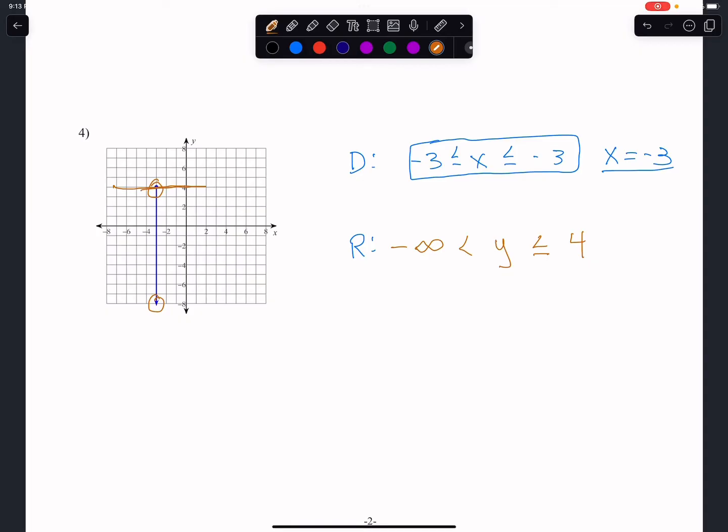But again, we don't want this infinity symbol. Here we try to get rid of all of those. So my range is Y is greater, sorry, my Y is less than or equal to 4. And then my domain is X is equal to -3. Not too bad. Yeah, that's how we do those so far.